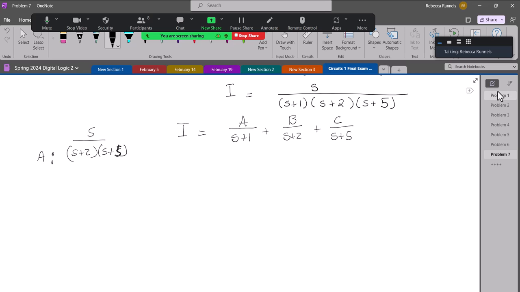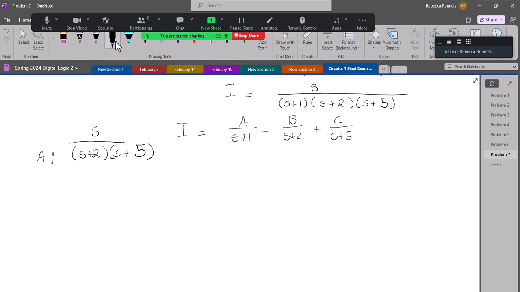I was trying to be careful not to make my 5s look like S's. Whoever decided S was the right variable to use for this, horrible. Because my S's and my 5s are absolutely identical.